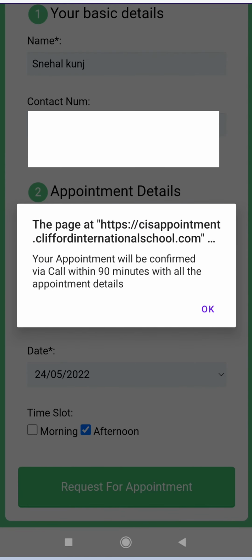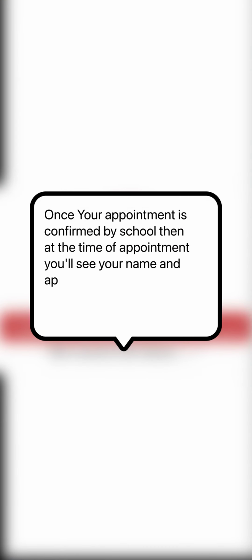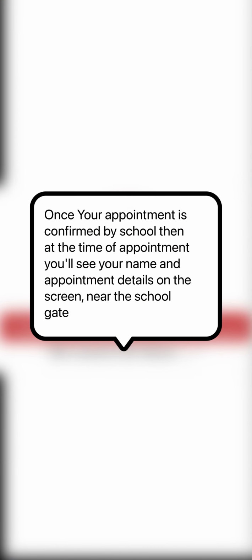You'll see your appointment will be confirmed via call within 19 minutes. That is, you have just requested the form. You will get confirmation from the school regarding this and then you can come for an appointment in the school. Once your appointment is confirmed by the school, then at the time of appointment, you'll see your name and appointment details on the screen near the school gate.